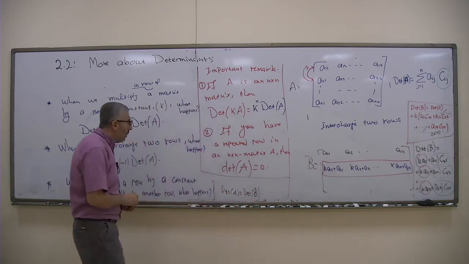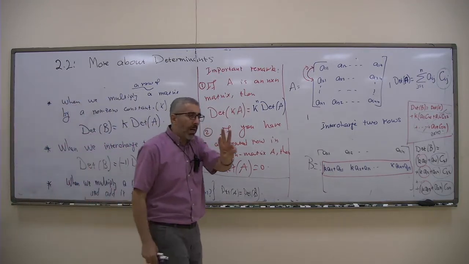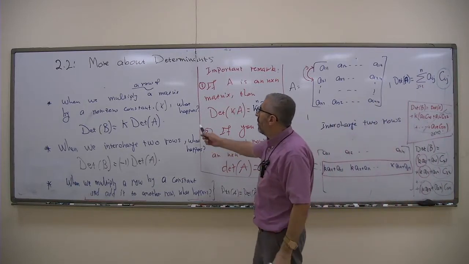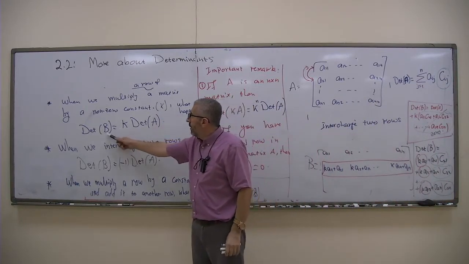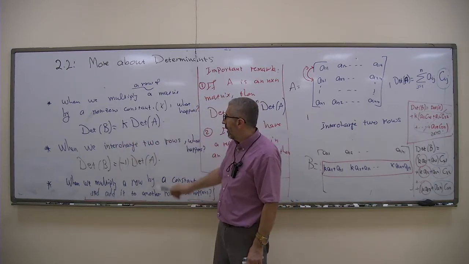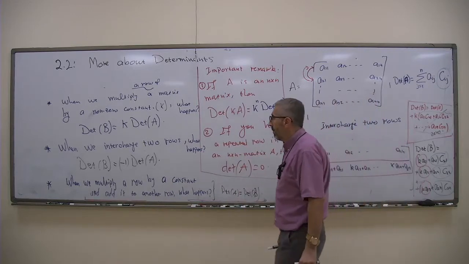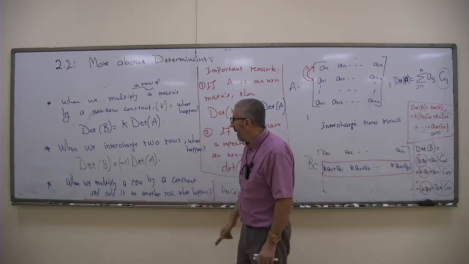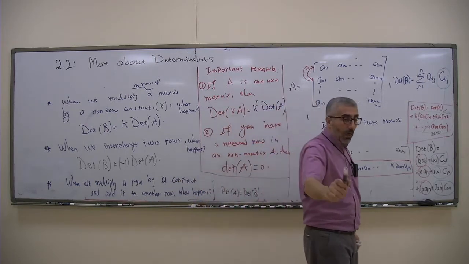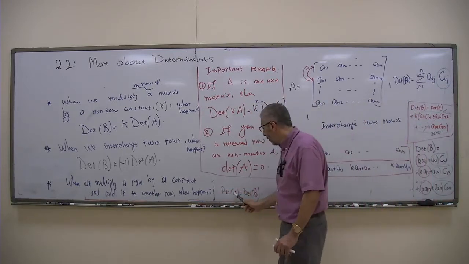So now here, in conclusion, let us summarize this. You can do 3 elementary row operations. What is the effect of each one of them on the determinant? If you multiply a row by a constant k, then the determinant of the new matrix is going to be k multiplied by the determinant of the old matrix. If you interchange 2 rows, then the effect will be a negative sign in the new determinant. And if you multiply a row by a constant and add it to another row, what is the effect on the determinant? There is no effect.